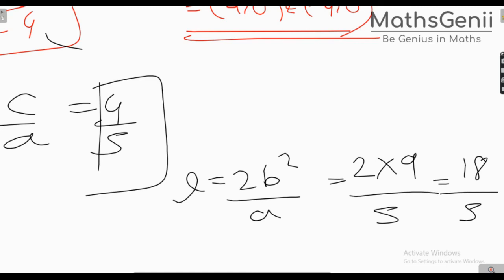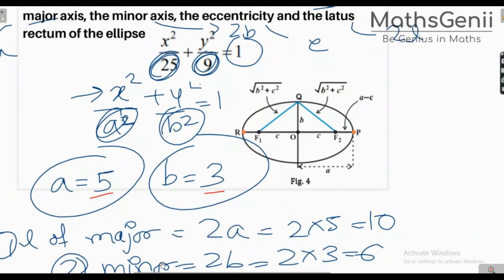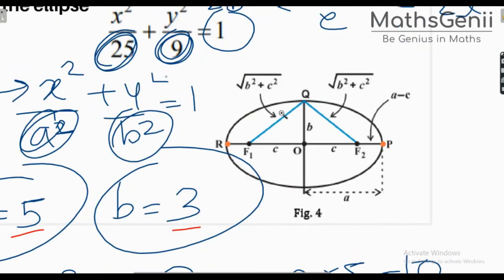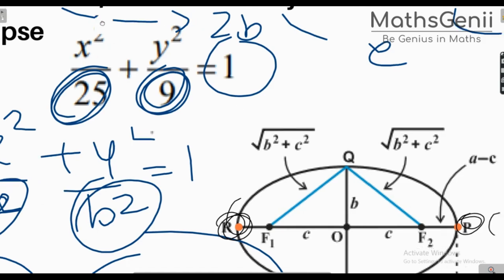Last, what is he asking me to find? Vertices. Now, students, I have explained what vertices are. Vertices are nothing but the coordinates of the major axis. So this distance is A, correct? So the vertices are (A, 0) and (-A, 0). The A value was 5.